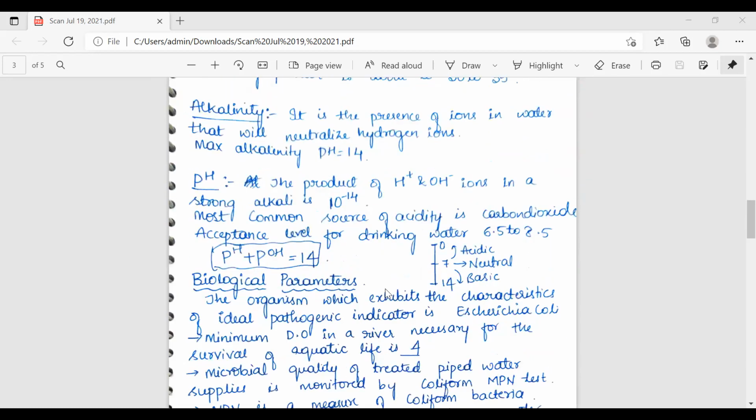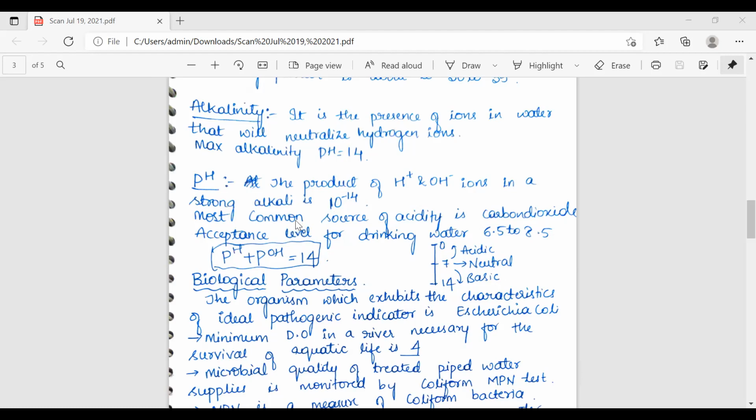And the pH, talking about this pH. Suppose in this pH, there are three types: acidic, neutral, and basic. If pH is 7, it's called neutral. If pH is less than 7, it is called acidic. If pH is more than 7, it is called basic. The product of H plus and OH minus ions in a strong alkali is 10 power minus 14.